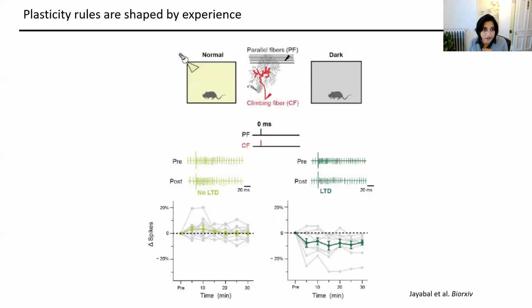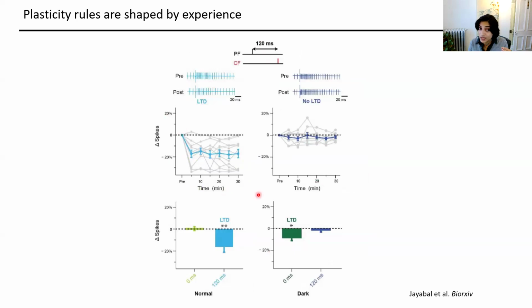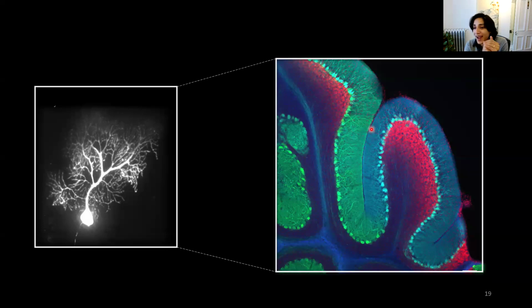I'm just going to show you one figure where if you had coincident parallel fiber climbing fiber activity in the normally reared mouse, there is no change in Purkinje cell firing rate. In the dark reared mouse, coincidence actually does give you LTD. In the normal mouse, 120 gives you LTD, but in the dark reared mouse, 120 does not. So I will leave you there because the rest of this work is really beautiful and it is now Sriram's. But I think that really helped us think about how these plasticity rules actually come about. And there's some beautiful data there on how this is even tunable outside of development, that even in the adult, this can be tuned.